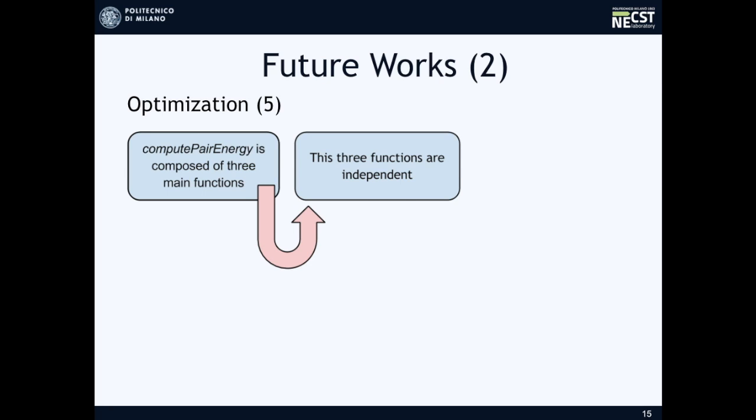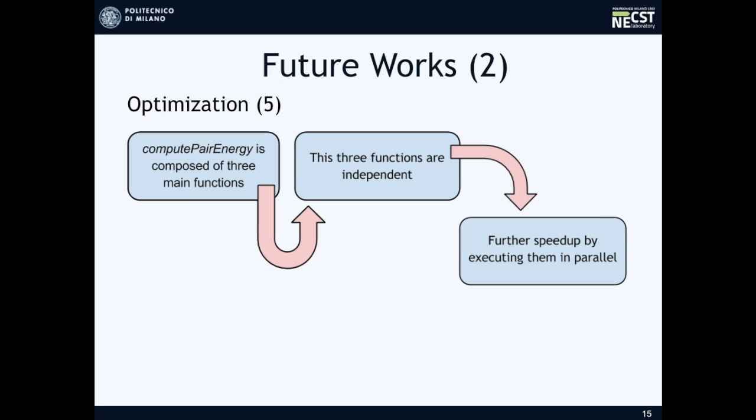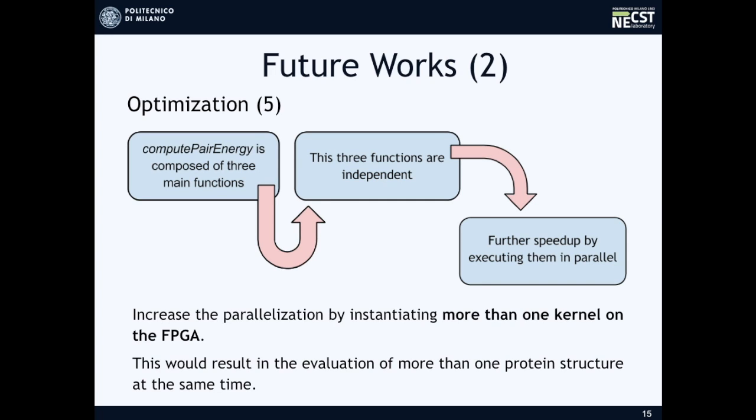And this is not all. We could in fact increase the parallelization by instantiating more than one kernel in parallel working on the same FPGA board. The different kernels would perform the same calculation for different protein structures, so that we could evaluate more than one structure at the same time.